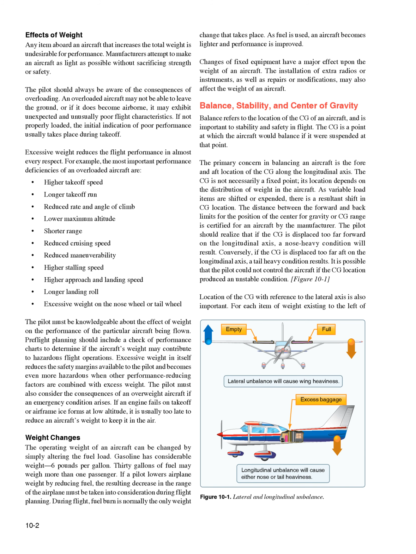If not properly loaded, the initial indication of poor performance usually takes place during takeoff. Excessive weight reduces the flight performance in almost every respect. For example, the most important performance deficiencies of an overloaded aircraft are higher takeoff speed, longer takeoff run, reduced rate and angle of climb, lower maximum altitude, shorter range, reduced cruising speed, reduced maneuverability, higher stalling speed, higher approach and landing speed, longer landing roll, and excessive weight on the nose wheel or tail wheel.